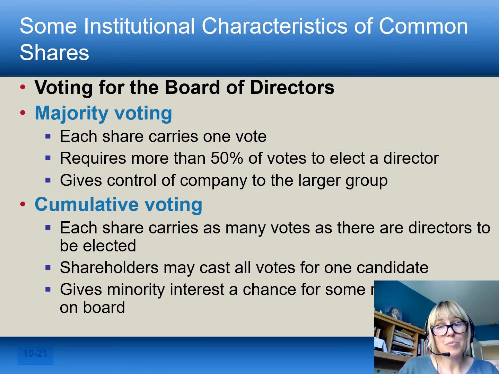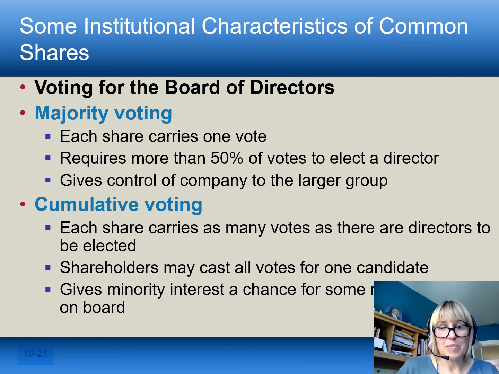So it's a 50% thing in terms of electing a director. If you have more than 50% of the votes, you get to pick the directors. So that's a pretty good deal. And it gives the control of the company to the majority shareholders, basically.